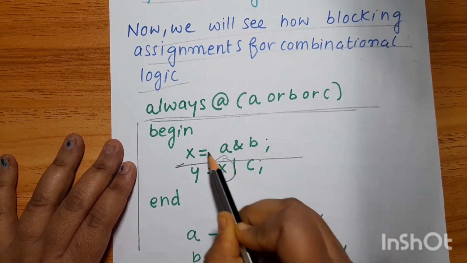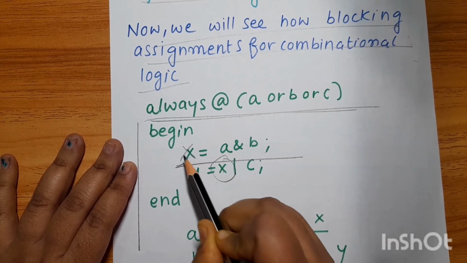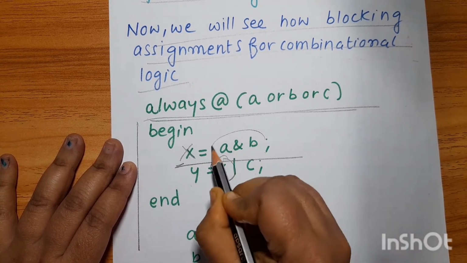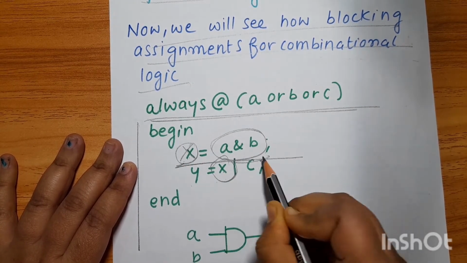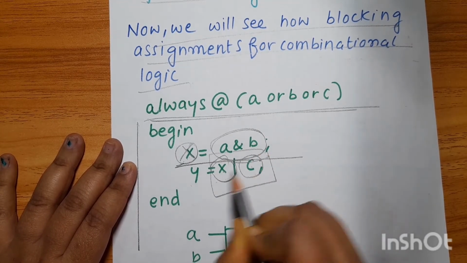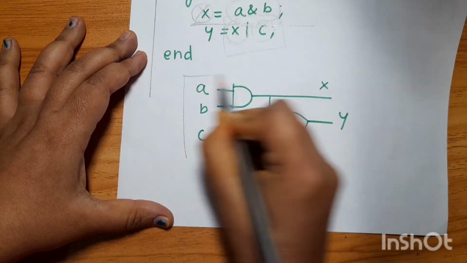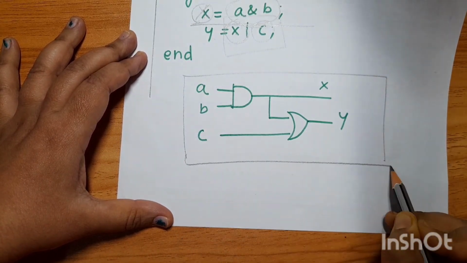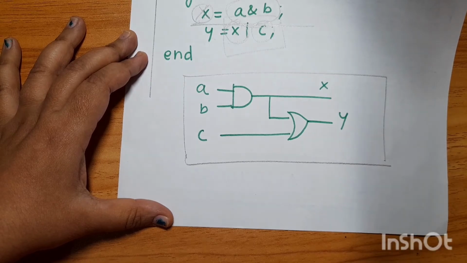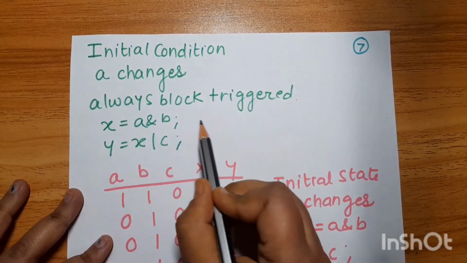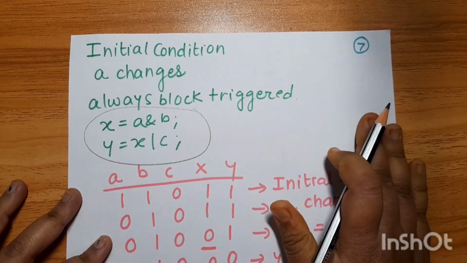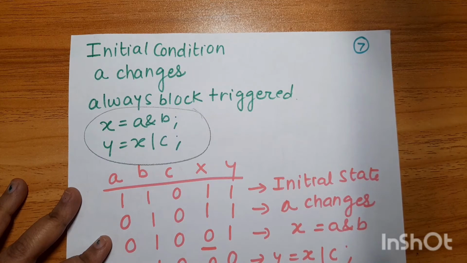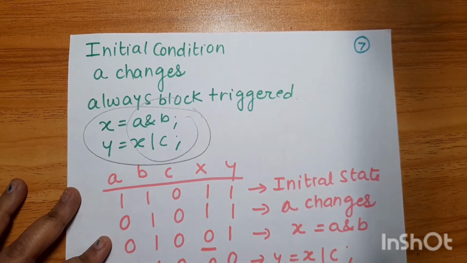Here X is what? The updated value of X. So first of all A and B is evaluated and assigned to X. Then X and C are ORed and then assigned to Y. So this is the functionality of the combinational logic. Now suppose we have this blocking assignment, where there is no postponement of the assignment.